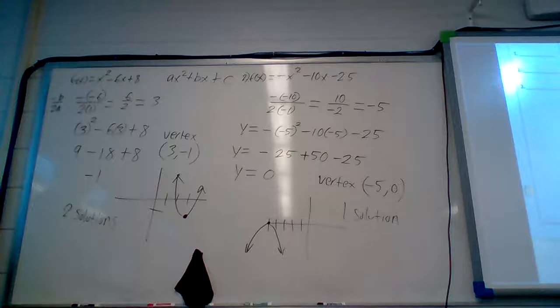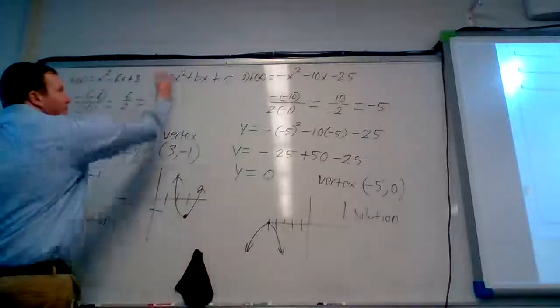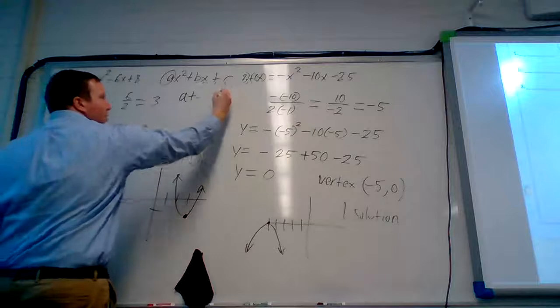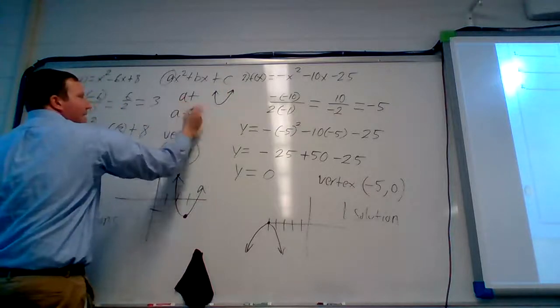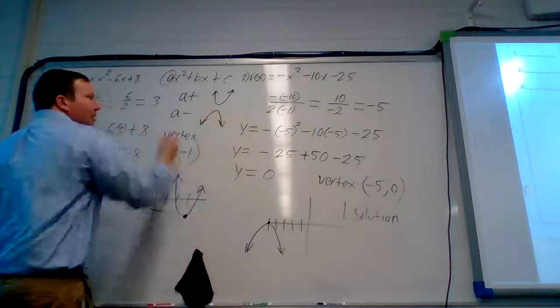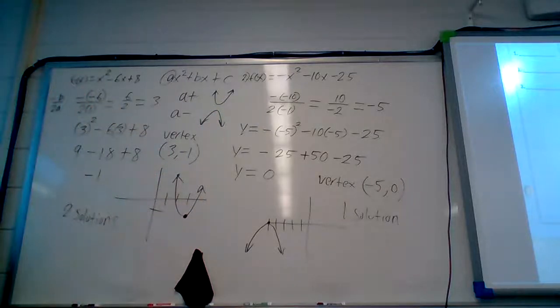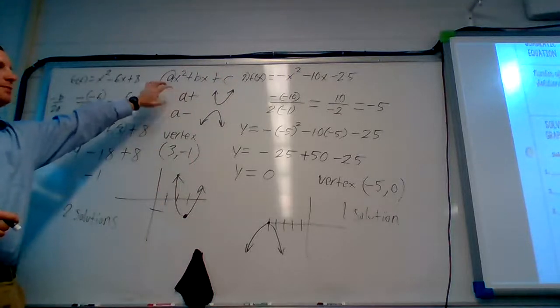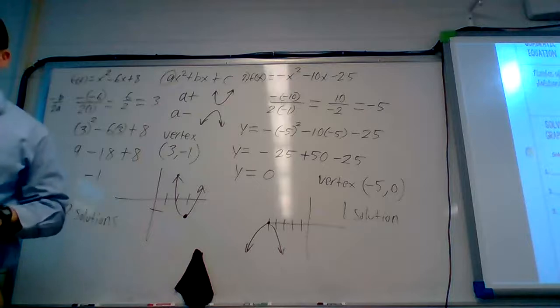How do you tell if your arrow is going up or down? We tell that based off of our A value. If A is positive, then it will open up. If A is negative, we go down. So that's how we can determine how many solutions are going to be on our quadratics, based off of where our vertex is, and then based off if our A is positive or negative.